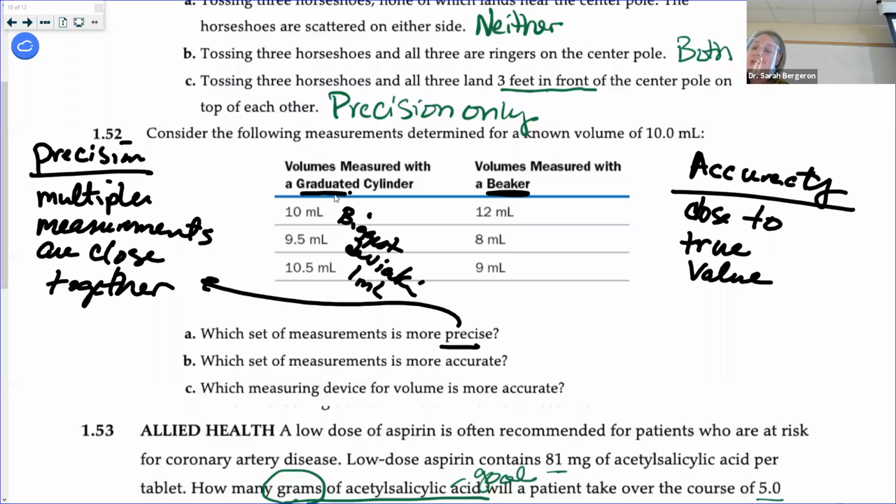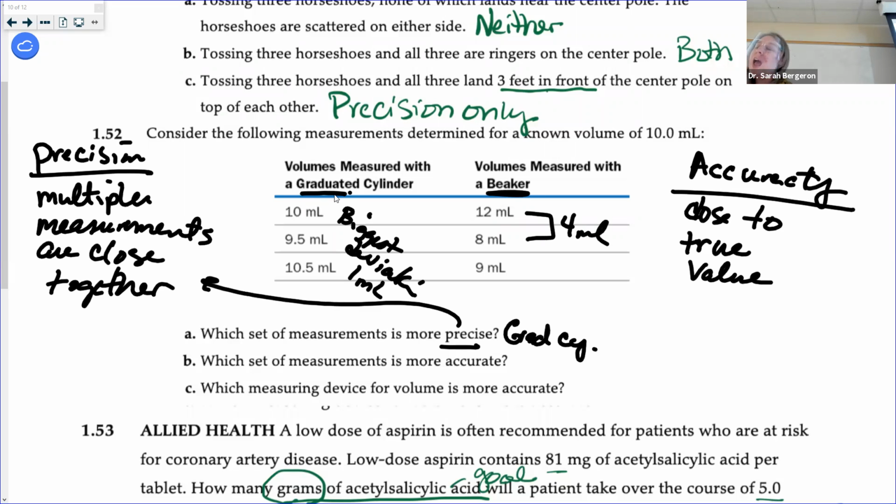How about my beaker measurements? What do they vary by? What's the difference between those? 4 mils. I just looked at the difference between the biggest and the smallest. So I don't have a whole lot of variation in my graduated cylinder, but I have quite a bit in my beaker, right? So which set of measurements is more precise? The graduated cylinder, right?